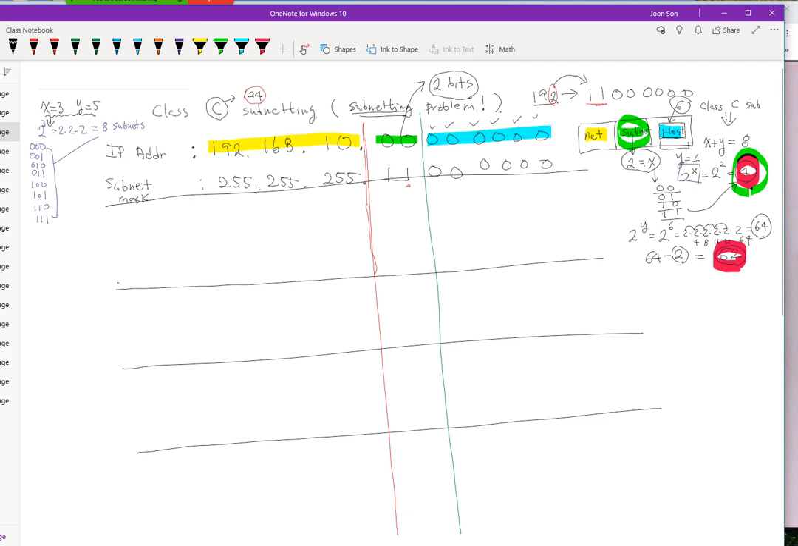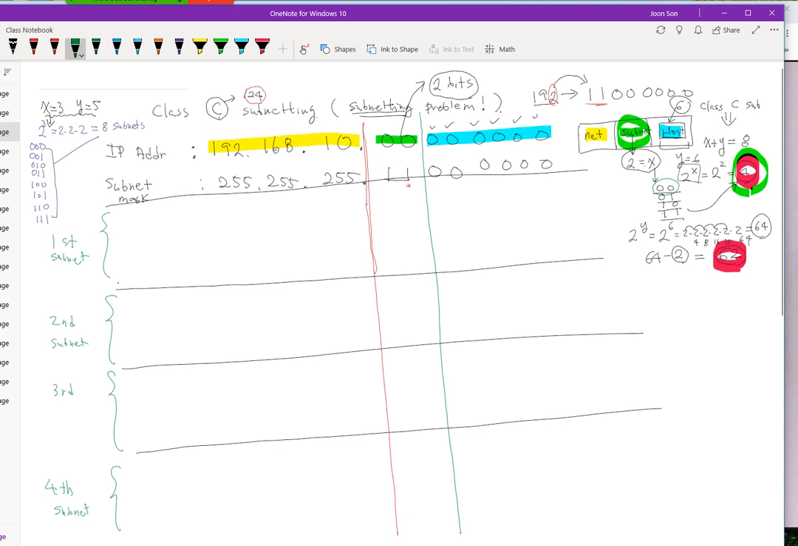Okay. So this is the first subnet, and the next one is second subnet, right? And then the third one is third subnet. The last one is fourth subnet, right? Okay. So what I'm going to do is first start with 0, 0.